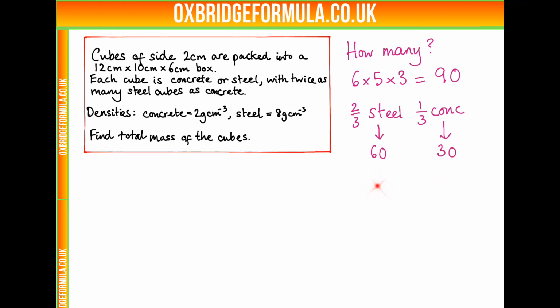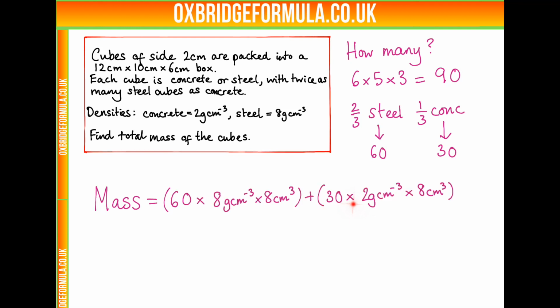So in order to get the total mass, we should then just multiply the number of cubes times their density times their volume. So 60 times 8 times 8, this one will be for steel, and then 30 times 2 times 8 for the concrete. The right hand side is quite easy to calculate, the final term will be 480 grams. But for the other one, it does matter how we multiply, so that we make this as easy as possible for us.